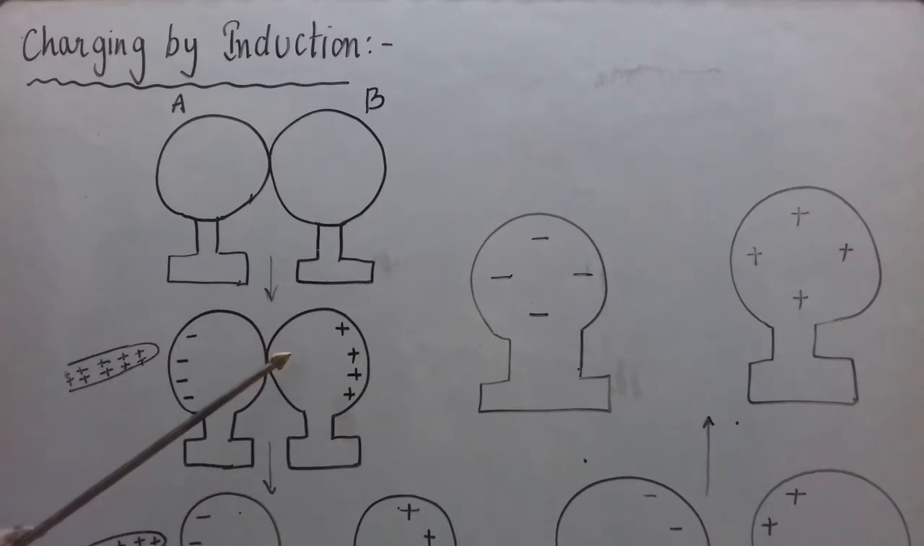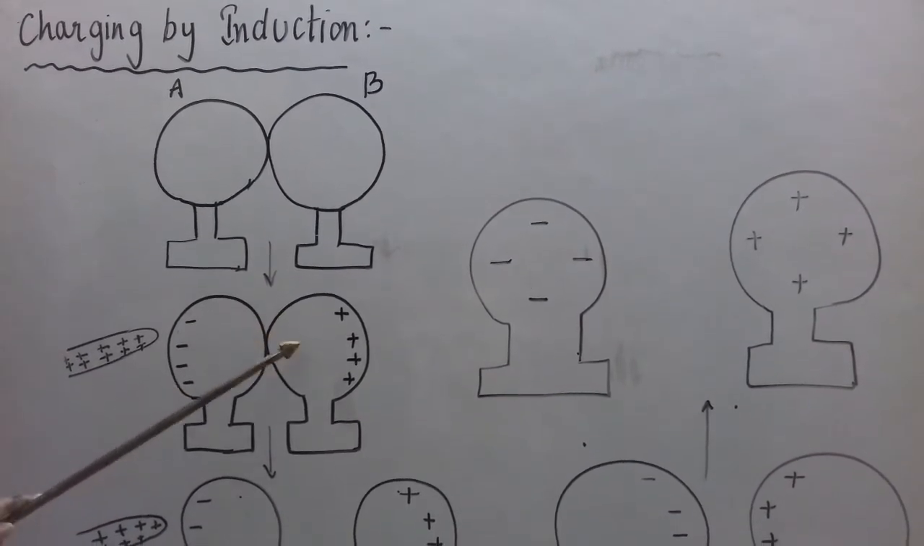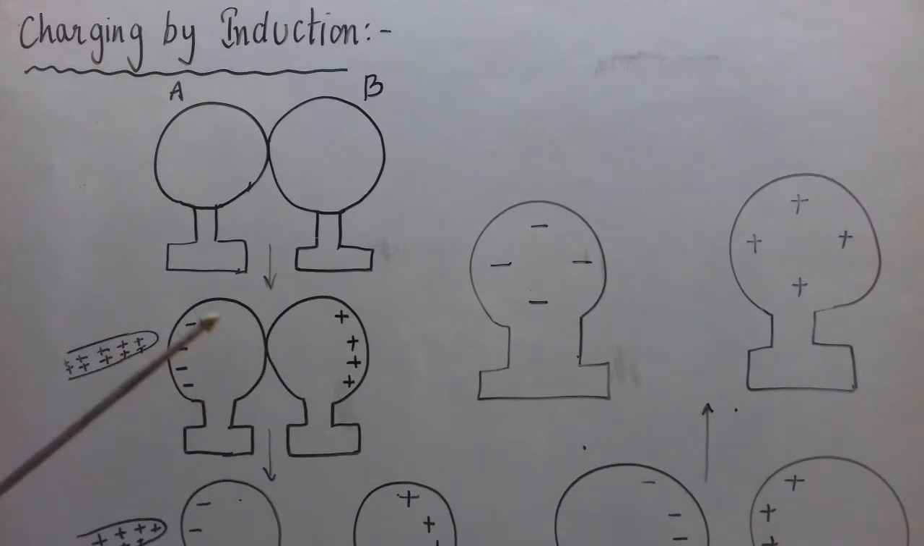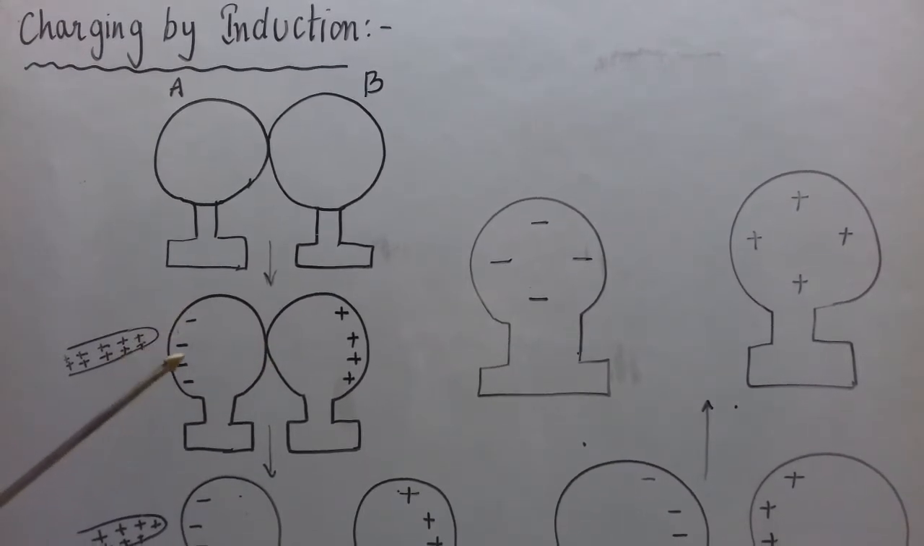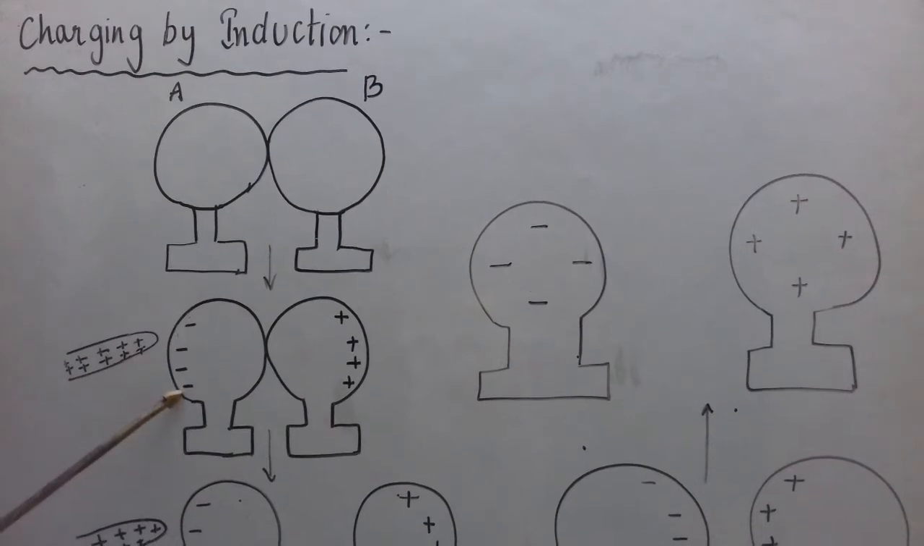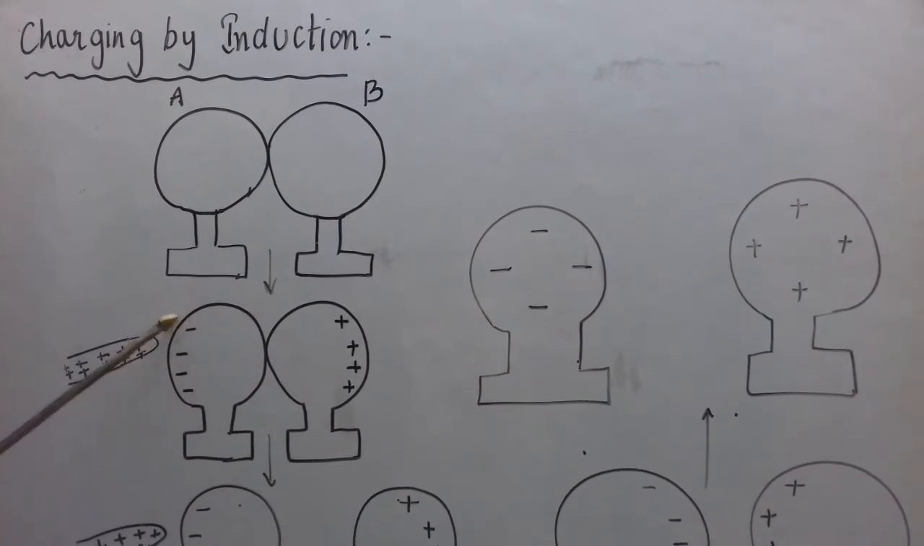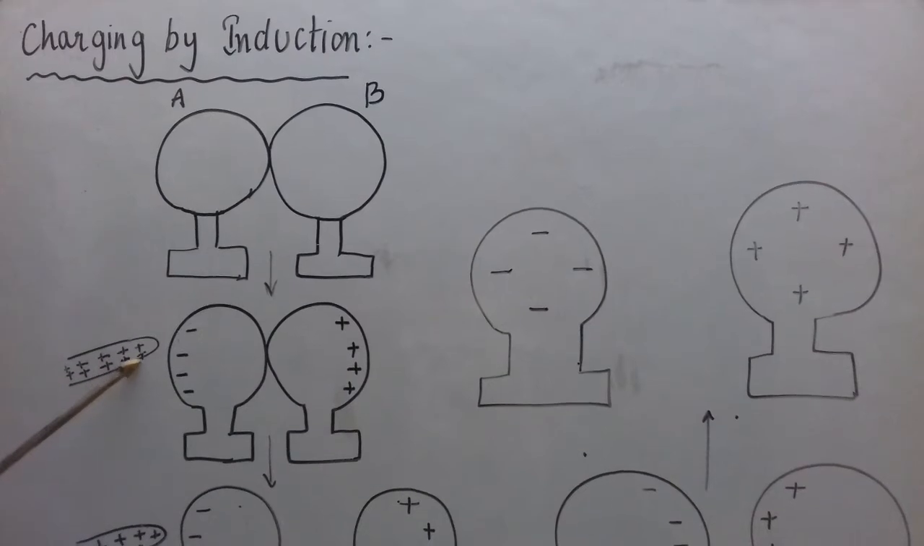Free electrons present in the two metal spheres will try to get accumulated on this side because they are attracted by the positive charge. But it is not that all free electrons will move towards this side. No. First a few free electrons will start moving towards this side because of the force of attraction of this positive charge on the glass rod.